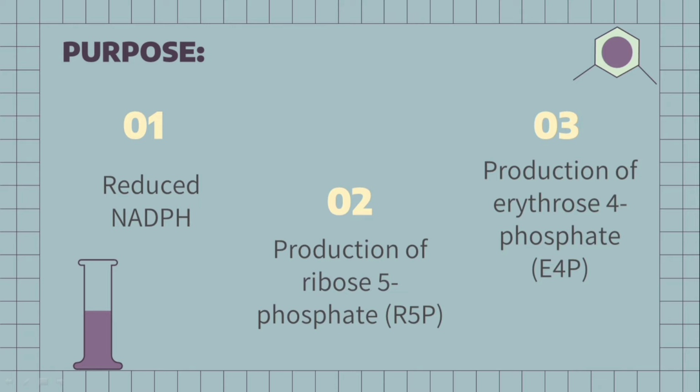So first is to produce NADPH. The generation of reducing equivalents in the form of NADPH is used in the reductive biosynthesis reactions within cells. An example of this is fatty acid synthesis. Second is the production of ribose 5-phosphate. This is used in the synthesis of nucleotides and nucleic acids. And the third is the production of erythrose 4-phosphate. This is used in the synthesis of aromatic amino acids.